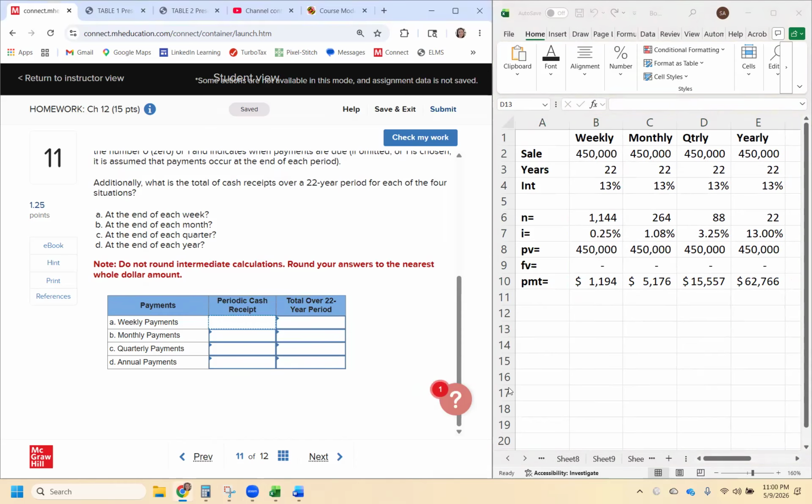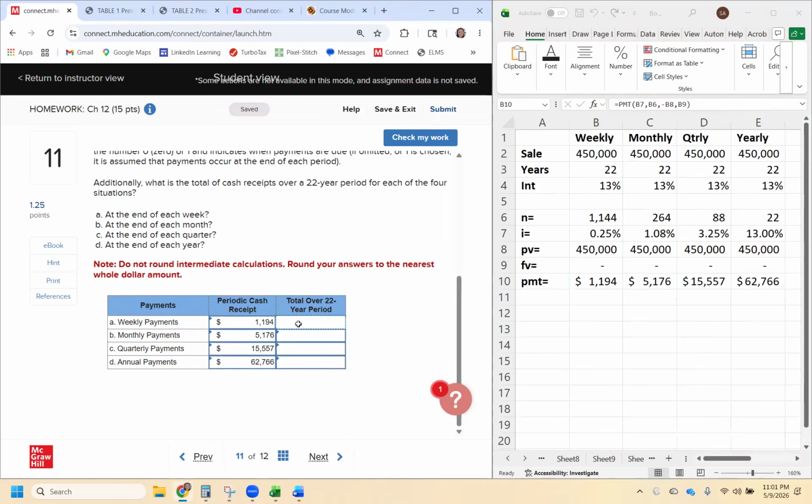So periodic cash receipt, if they pay every week, they'll have to pay $1,194 a week. That feels really high. Oh, I'm sure it's right. Okay. $5,176 every month. $15,557 if they pay every quarter, and $62,766 if they pay every year.